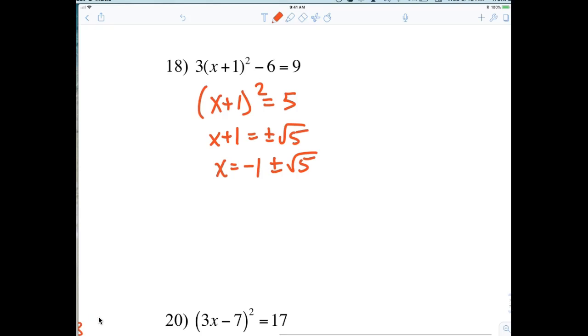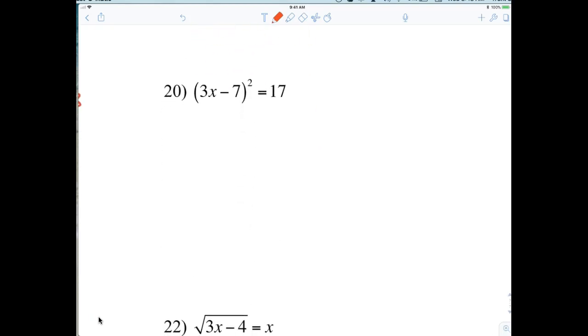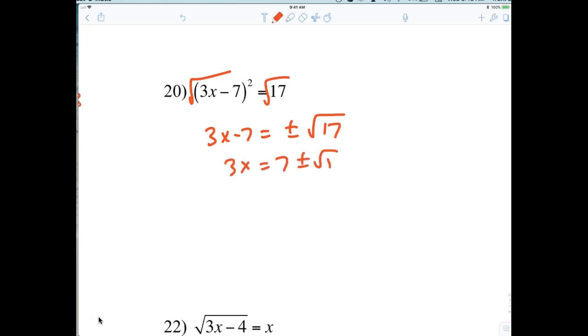All right? Number 20 now is even easier. Square root, right? So 3x minus 7 equals plus or minus the square root of 17. Now I do what? Move the 7. 3x equals 7 plus or minus the square root of 17. So x equals 7 plus or minus the square root of 17 all over 3. Can that also be called radical 17? Yeah. Okay. Yeah, right.